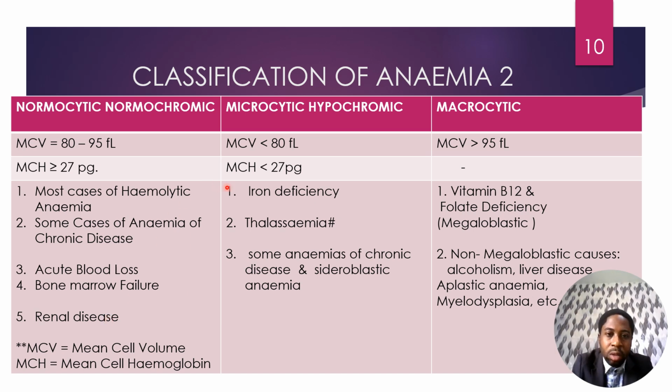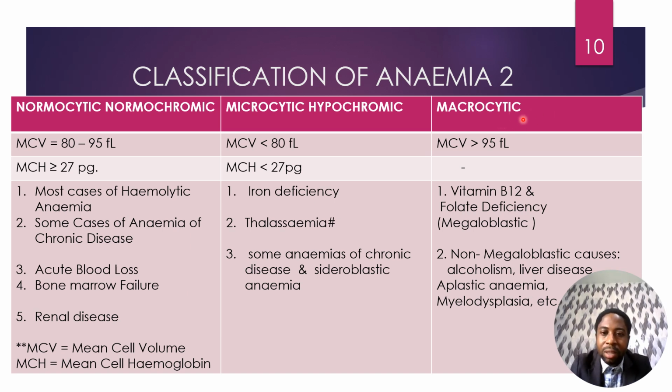Then in the second column, under classification of anemias, you have microcytic hypochromic anemia. Microcytic means the red cells are smaller than normal, and hypochromic means the hemoglobin content is below normal. So in microcytic hypochromic anemia, the MCV is less than 80 femtoliters. The MCH is also less than 27 picograms. Examples of anemias that fall under microcytic hypochromic anemia are iron deficiency anemia, thalassemia, and then some anemias of chronic disease and sideroblastic anemia.